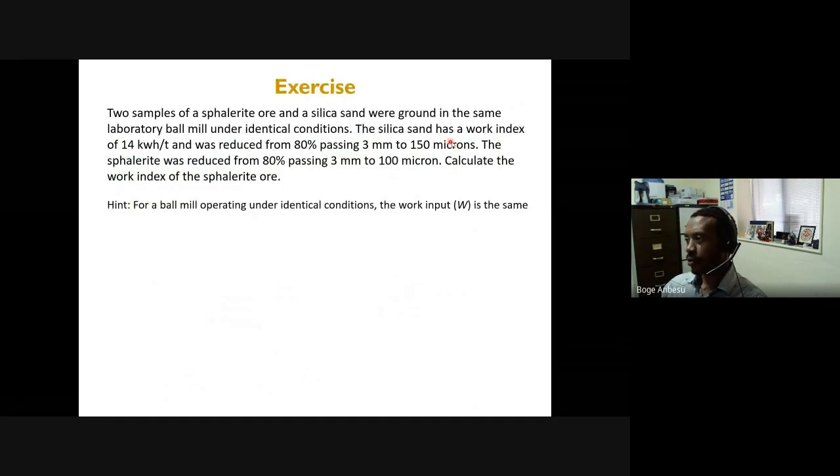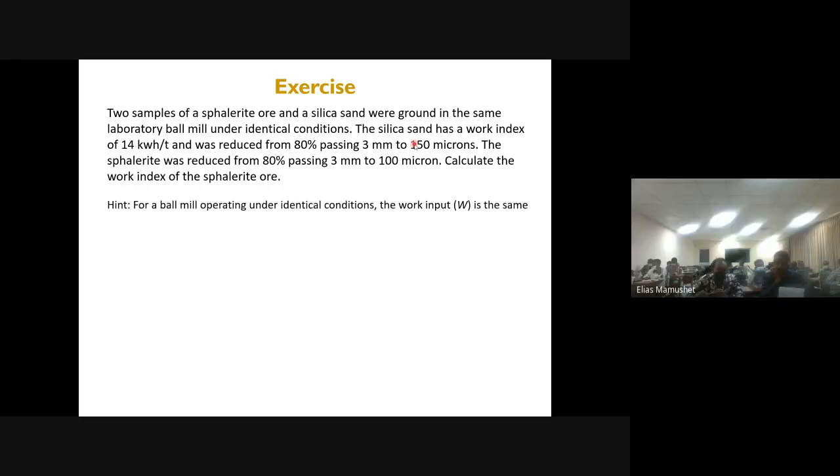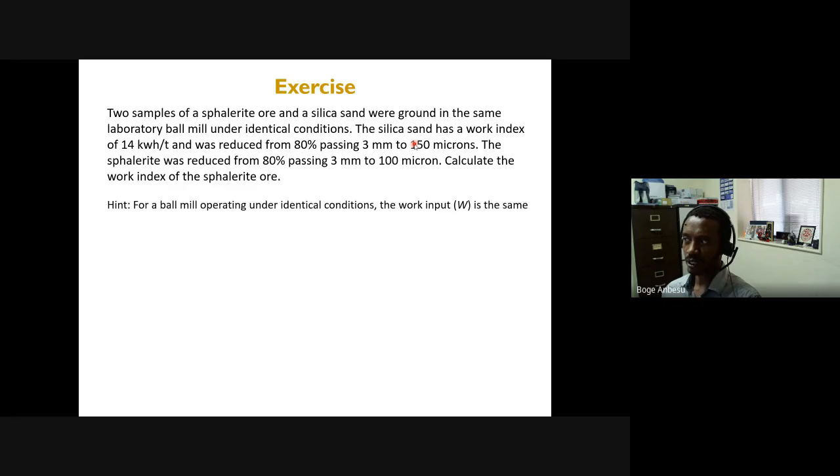So in this case, you're being given the product size and the feed size for both cases. 300 millimeter to 150 micron, 3 millimeter to 100 micron. Okay, so these are feed and product, and you're being given the work index for silica.